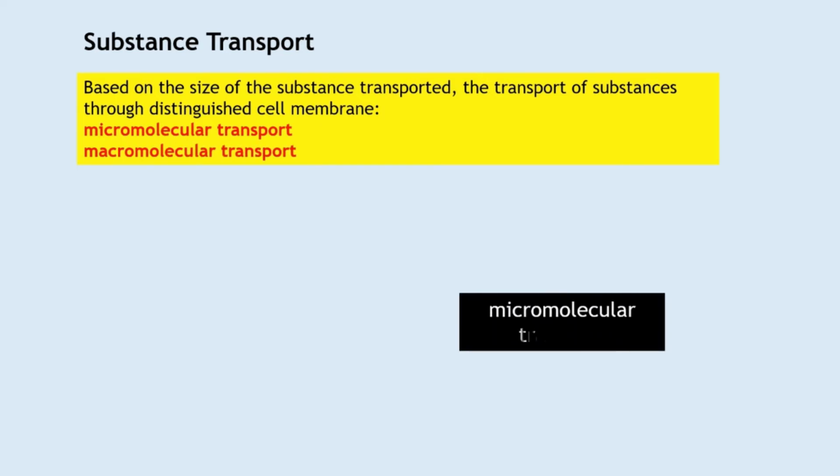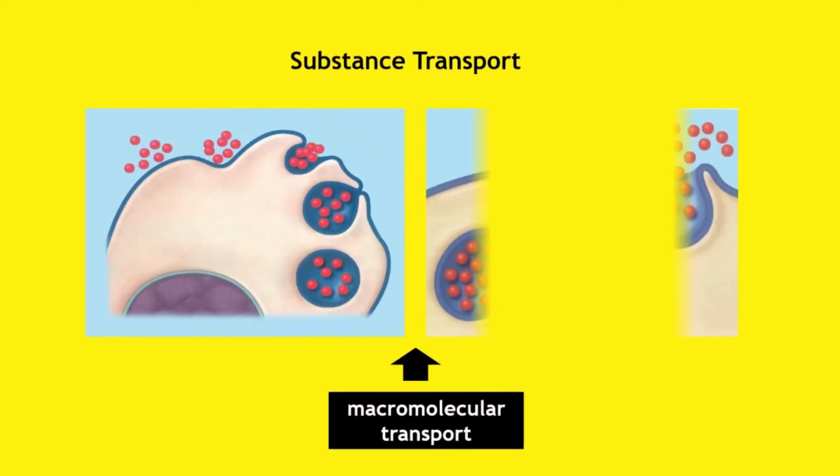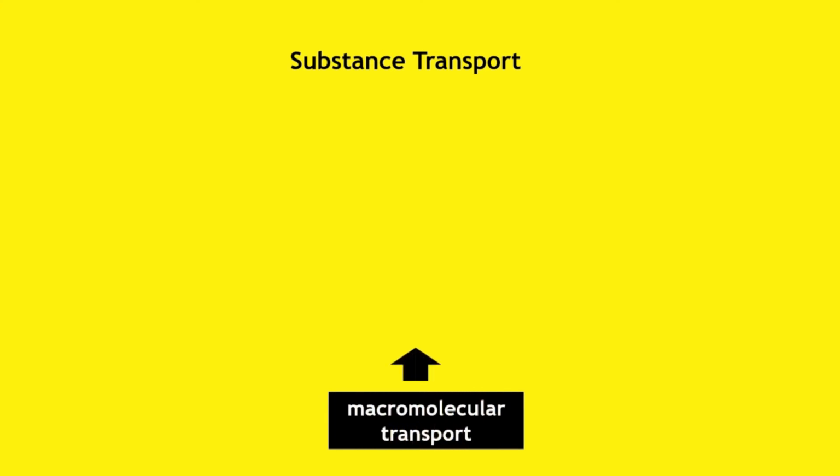Micromolecular transport. Like the following picture, you can see that in micromolecular transport, there are active and passive transport. Passive transport is divided into two diffusion processes, namely simple diffusion and facilitated diffusion. Macromolecular transport has two main processes, namely exocytosis and endocytosis.